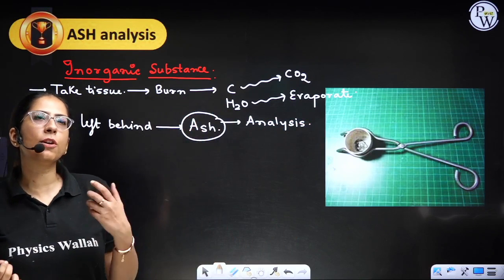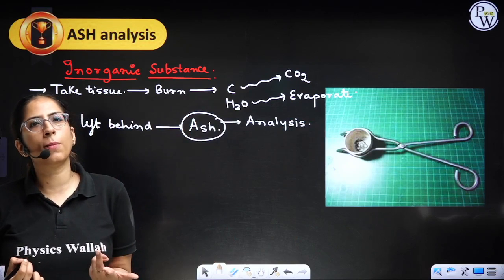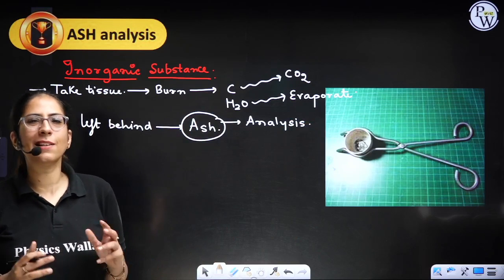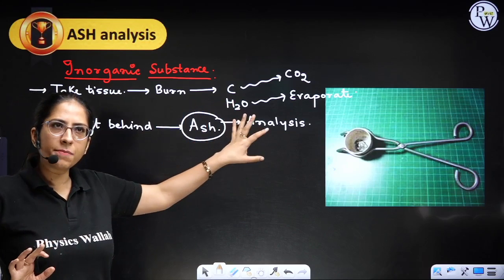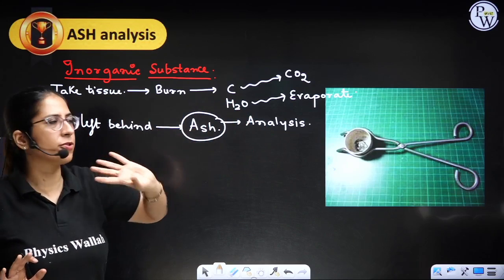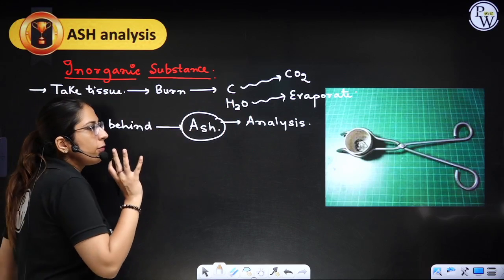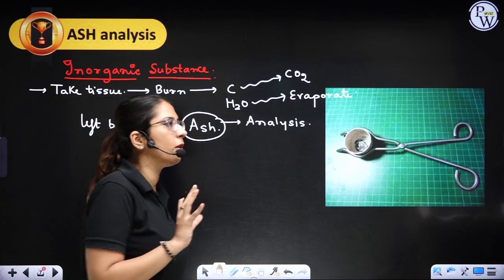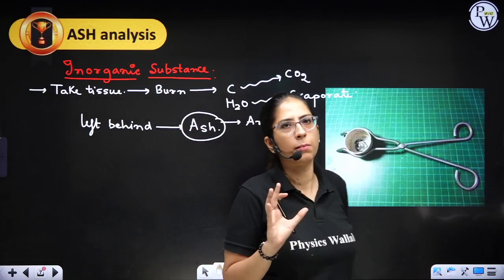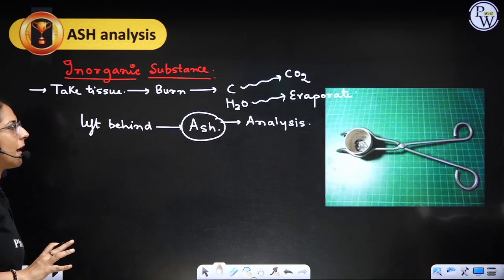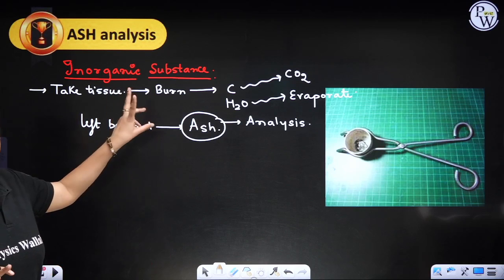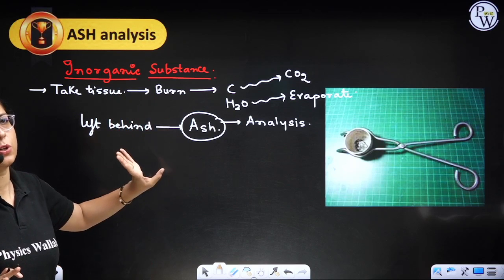Suppose we have to know about the functional group with the help of ash analysis. Yes, we can easily do that. There are various methods in this that you learn in chemistry. Other than that, for the biology part also, you can easily do that. Clear? Like what all inorganic substances are present in them. There are various ways by which you can do that.